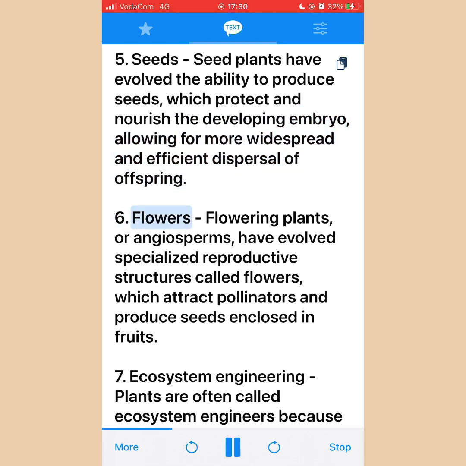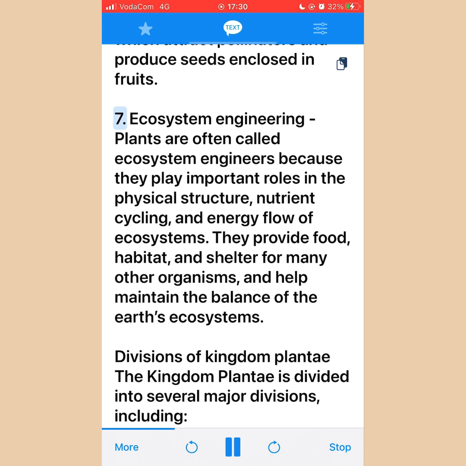6. Flowers. Flowering plants, or angiosperms, have evolved specialized reproductive structures called flowers, which attract pollinators and produce seeds enclosed in fruits. 7. Ecosystem engineering. Plants are often called ecosystem engineers because they play important roles in the physical structure, nutrient cycling, and energy flow of ecosystems. They provide food, habitat, and shelter for many other organisms, and help maintain the balance of the Earth's ecosystems.